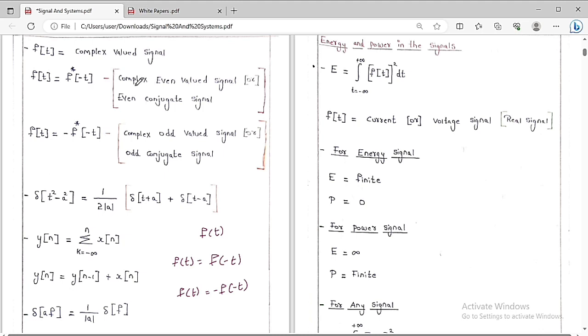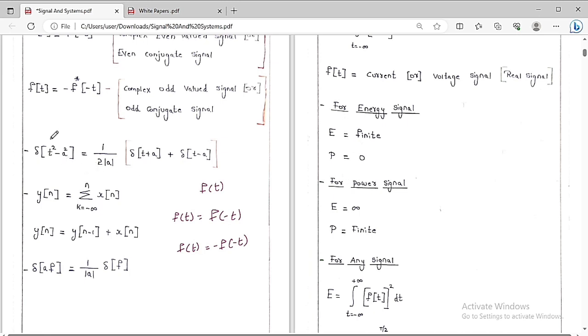then, as I've already told you, replace f of minus t by f conjugate of minus t. So if f of t is equal to f conjugate of minus t, then it is a complex even valued signal or even conjugate signal. Similarly, if f of t is equal to minus of f conjugate of minus t, then it is a complex odd valued signal or odd conjugate signal. These things you always have to keep in your mind.